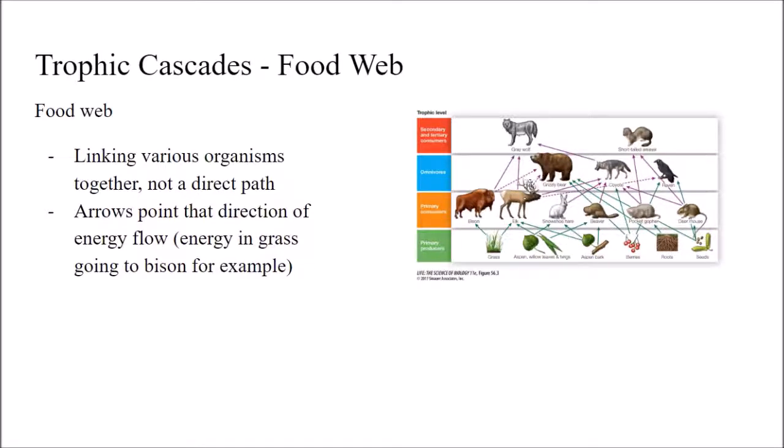So for example, here we can see this elk that's being eaten by a gray wolf. The energy flow is from the elk to the wolf. Here we have some plants that are being consumed by the elk, and the energy flow is from the plant to the elk. And that's something that might be important to keep in mind as you are moving along in your studies.